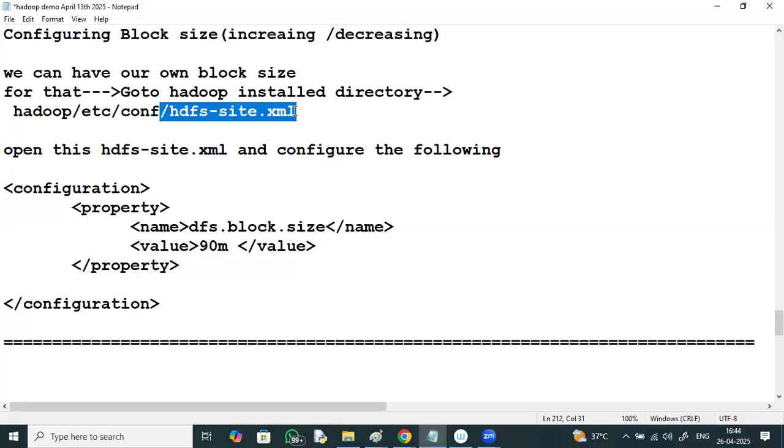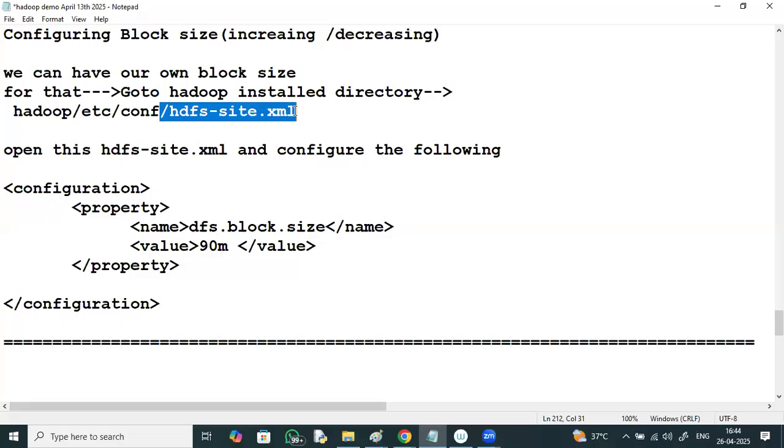It's an empty file. If nothing is configured, by default it takes 128 MB as the default block size. Previously it was 64; in the latest versions it is taking 128 MB. So if you want to keep your own block size, then you need to write this code, configure.